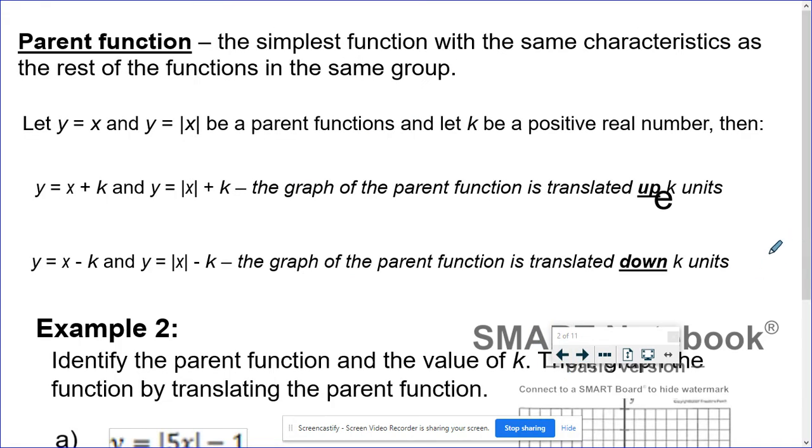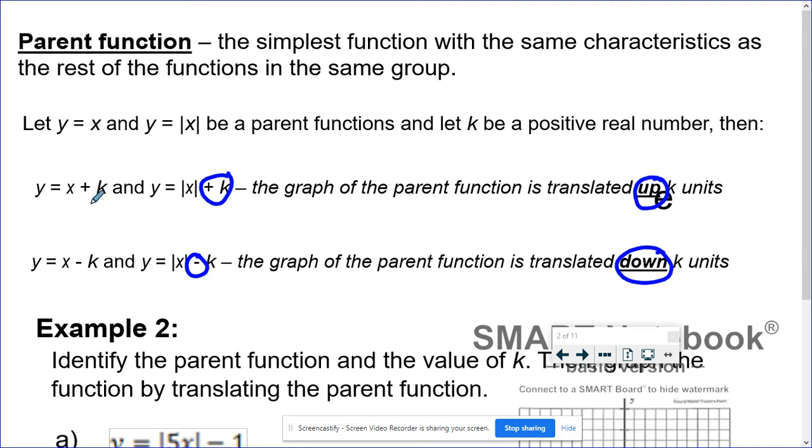All right, so that's what a parent function is. So let y equals x and y equals the absolute value of x be parent functions, and let k be a positive real number. Then plus k on the outside means it moves it up. The last one moved it up 3, but plus k moves it up k. Minus k moves it down k. So plus is up, minus is down.